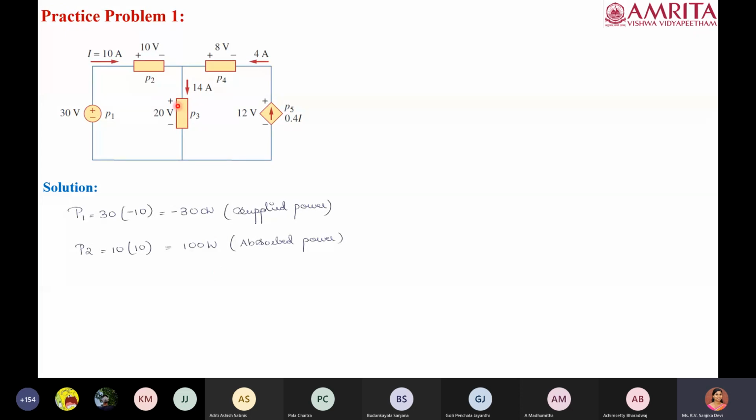Can you hear me, Aditi? Ma'am, yes, ma'am. Am I audible? Ma'am, it's P3. P is 20 into 14. Is it absorbing power or supplied power?